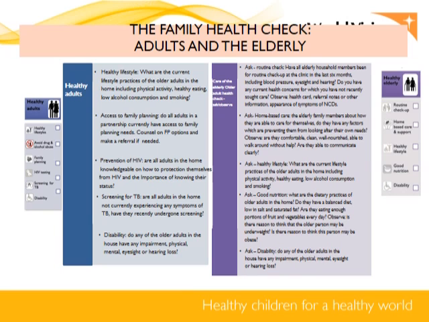Lastly, disability. For this one, we're just identifying older adults in the household who have any impairments, physical, mental, eyesight or hearing loss. Reflecting back on health for adults, you'll see that some of those are consistent. So healthy lifestyles that we've already looked at, that's an issue for all adults. And then for adults, we also include access to family planning, HIV and screening for TB. TB is an illness that affects elderly in particular as well, so we also need to check that they have been screened for TB recently.